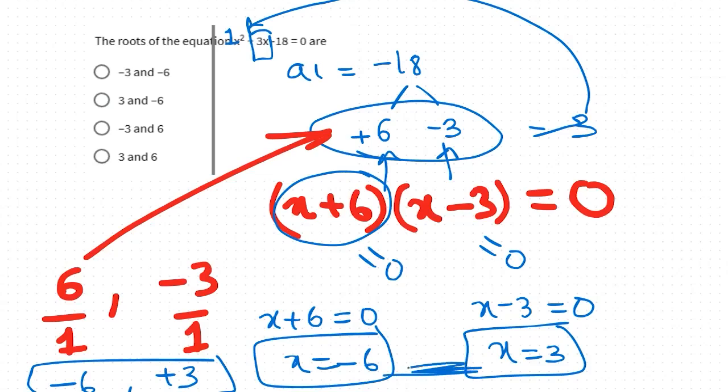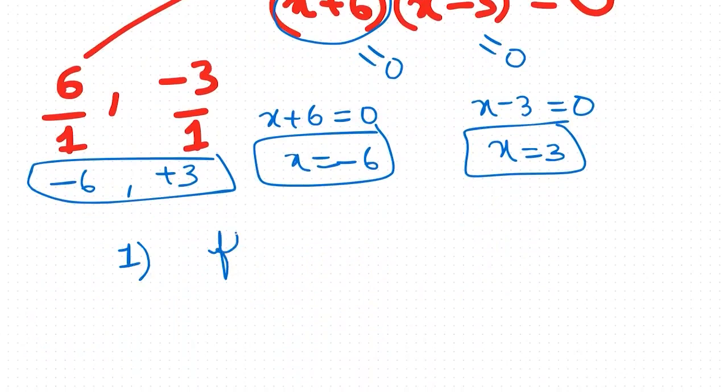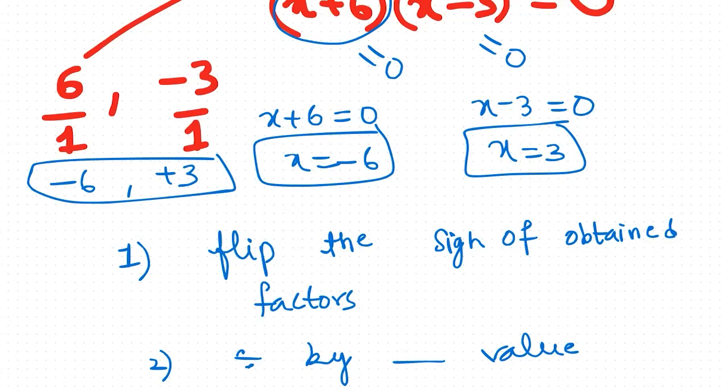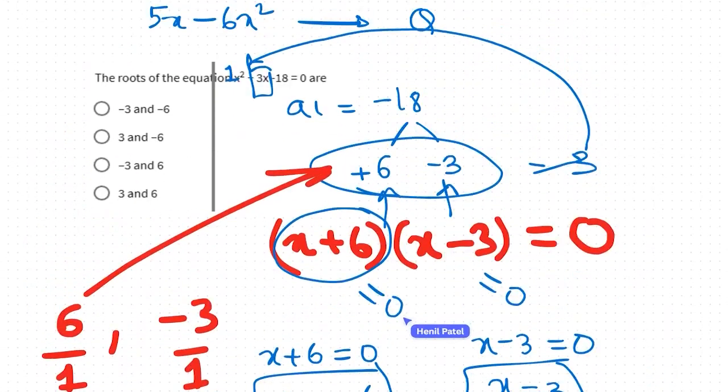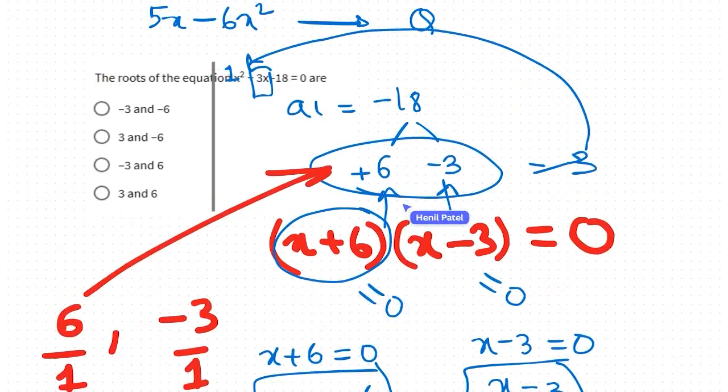This is what we got, right? So two steps. First thing is flip the sign of obtained factors. Second one is division by what value? A. Two steps. Simple, right? So what is the right option? That is also important to pick. Minus 6 plus 3.